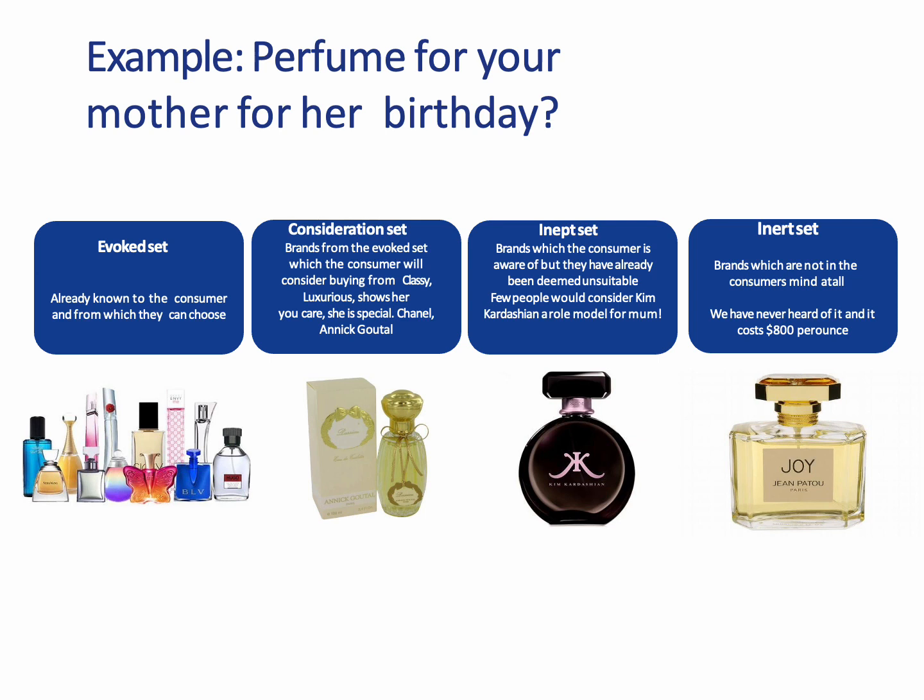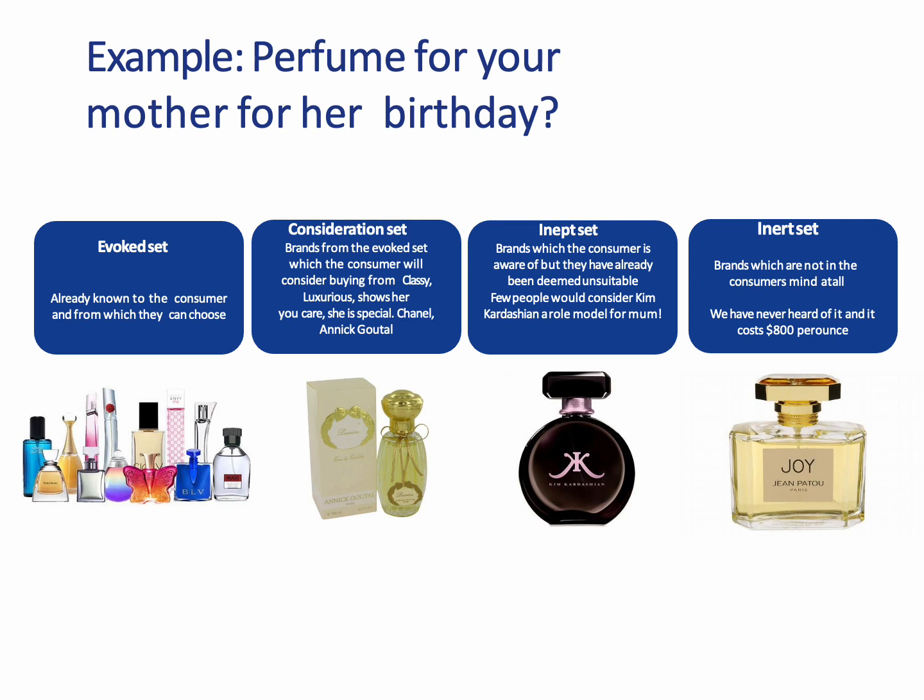So we have the evoked set. These are the brands already known to the consumer and from which they can choose. Whilst there are 200 something different perfumes to choose from, say we know 10-15 brands, and these are the ones we will choose from. Then the next stage is the consideration set. These are the brands from the evoked set which the customer will consider buying, which represents something like classy, luxurious, shows your mother that she's special and you care for her. So for example, we choose a couple of brands.